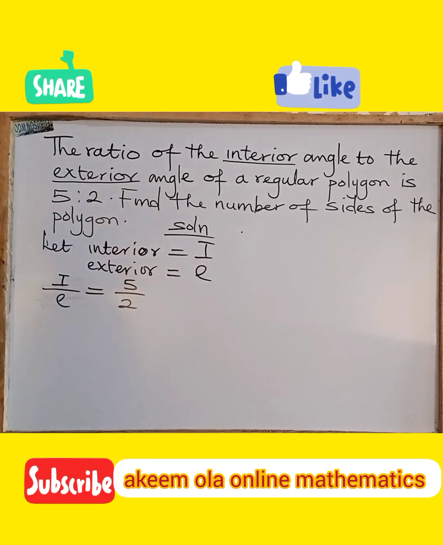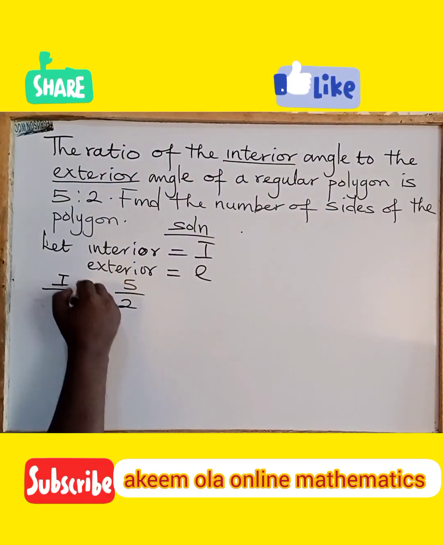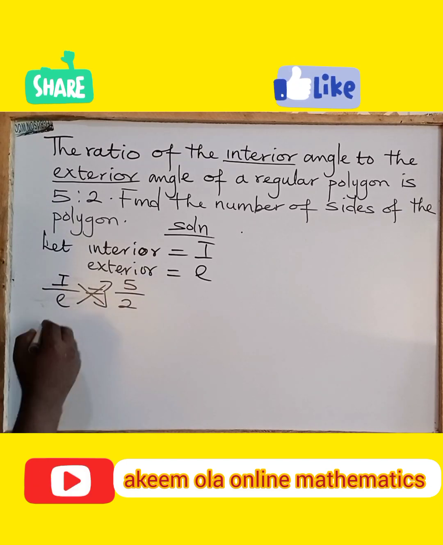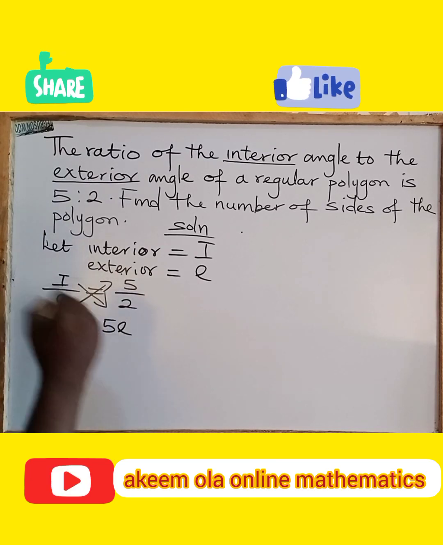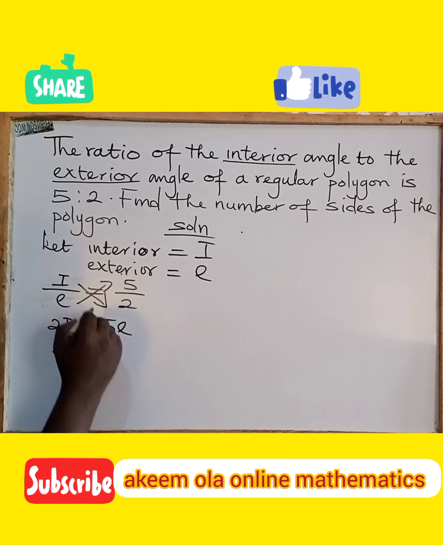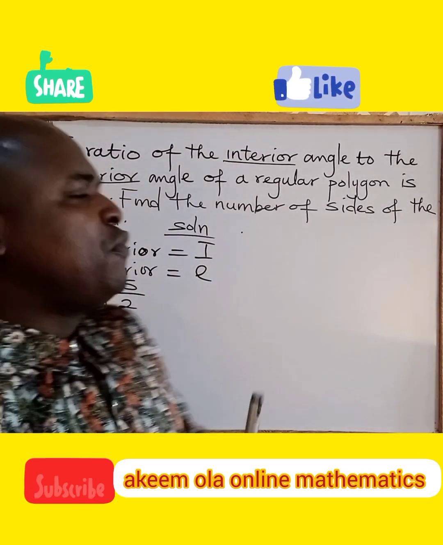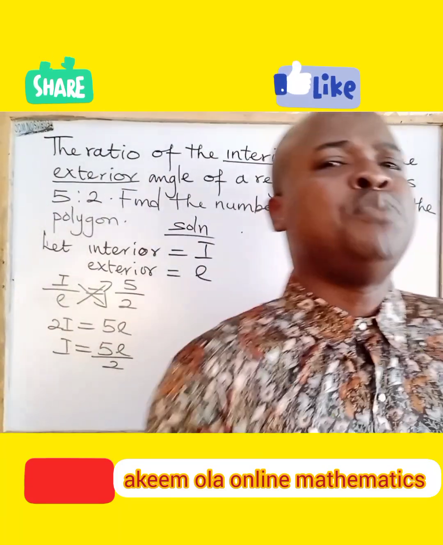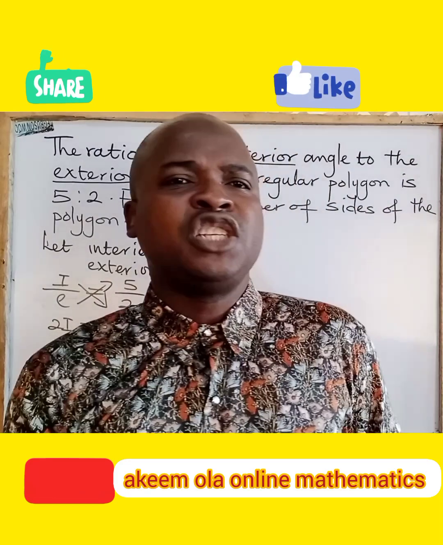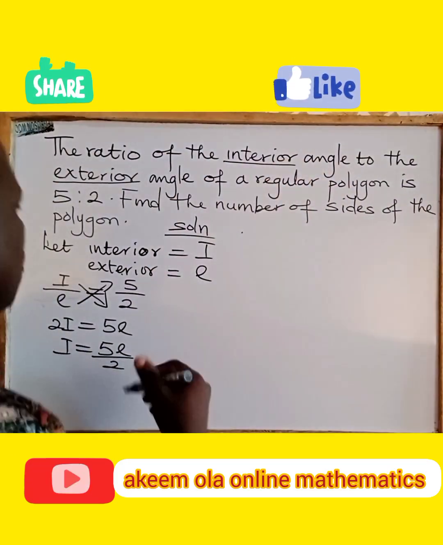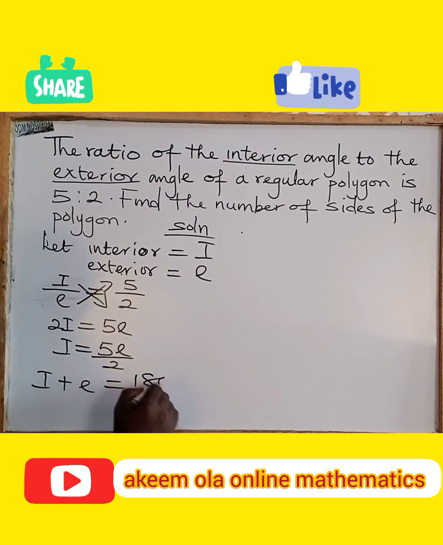From here, we can cross multiply. If we cross multiply, we are going to have 2I equal to 5E. So our I can be equal to 5E all over 2. Now before we go further, there is a relationship between the interior and exterior angle of a polygon, and the relationship is that I plus E is equal to 180 degrees.